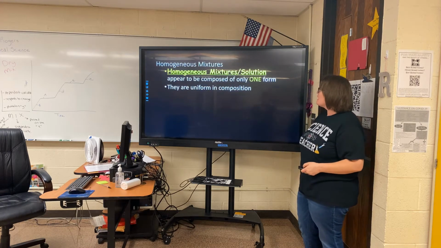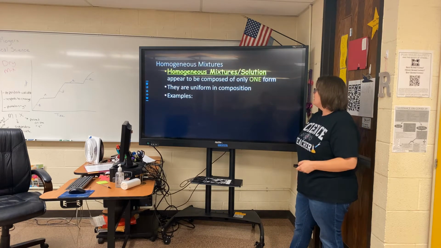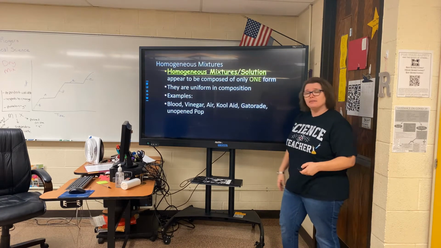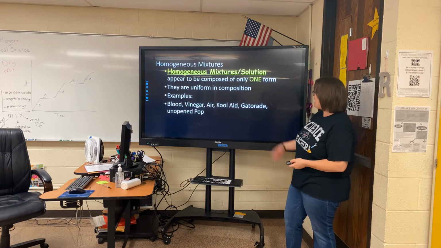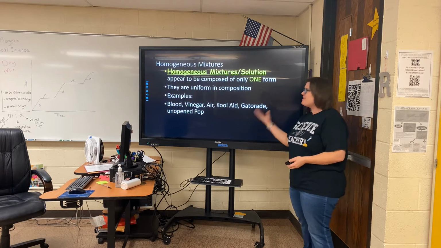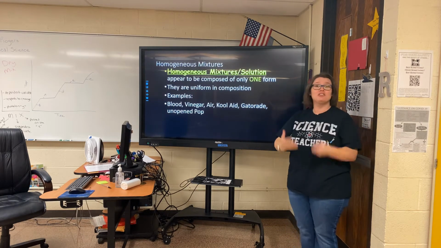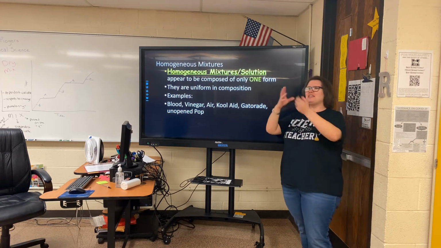They are uniform in composition, which means they look the same throughout. Uniform means same. Examples: blood, vinegar, air, Kool-Aid, Gatorade, and unopened pop. These are all things that when you stare at them inside of a container, they look the same throughout. There's not different things floating around in them. You can't see little pieces of other things.